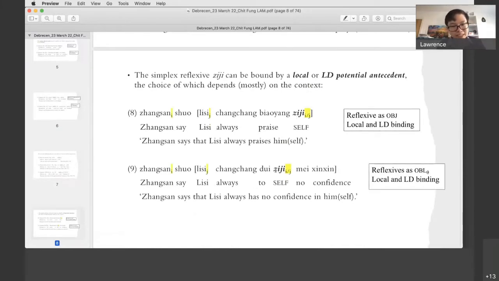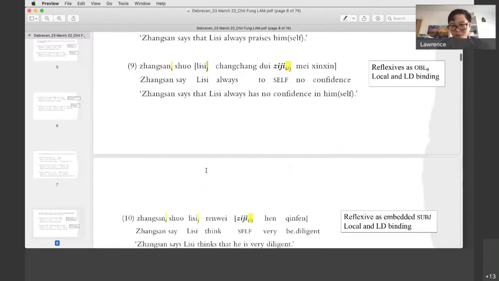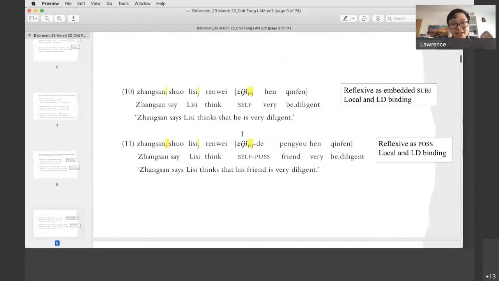Similarly, we use it as an oblique argument here. It's also possible to get either long distance binding or local binding. Both choices are possible. At the same time, Ziji and Taziji can both be used as the subject of an embedded clause, so say himself very diligent, or self's friend very diligent, as a possessor. That's also fine.